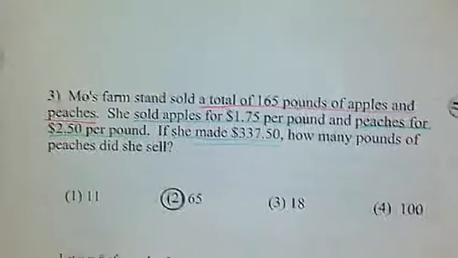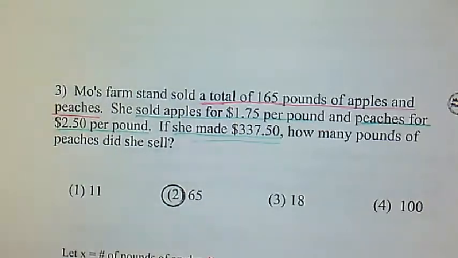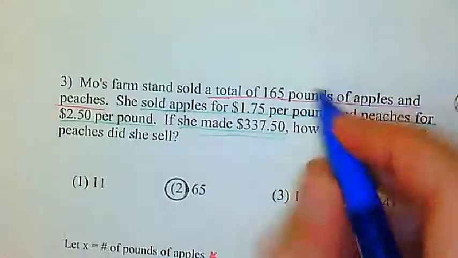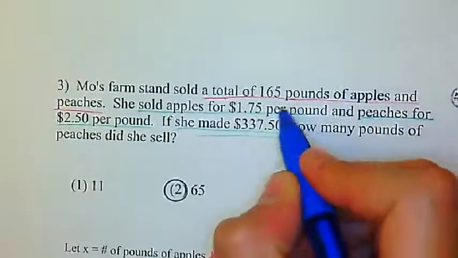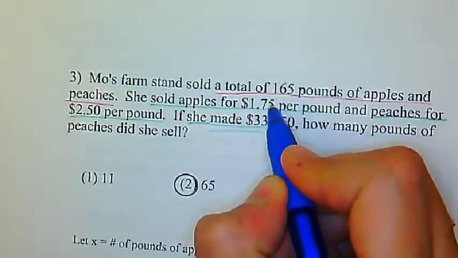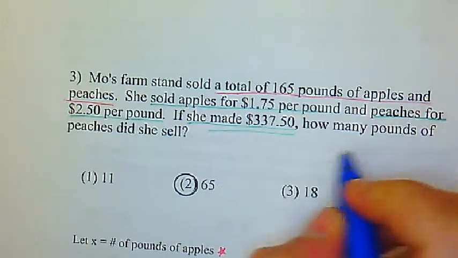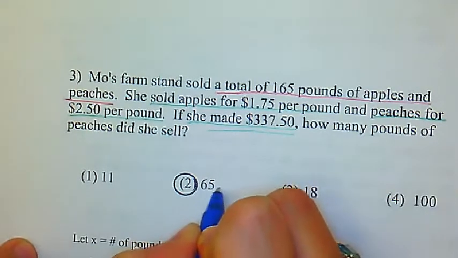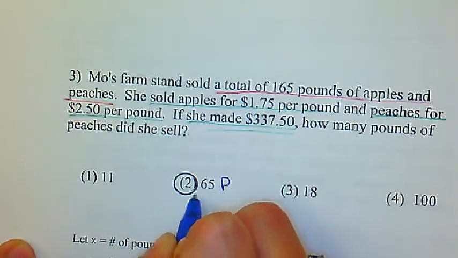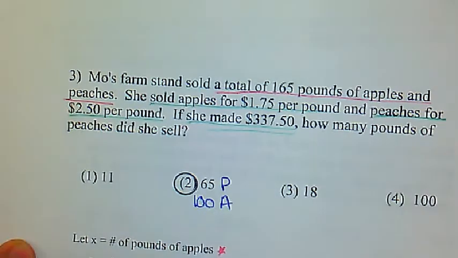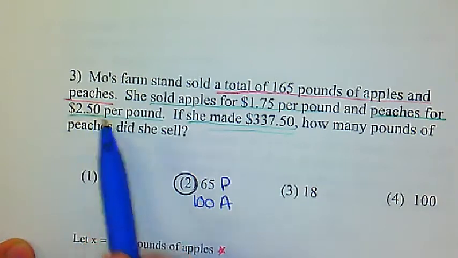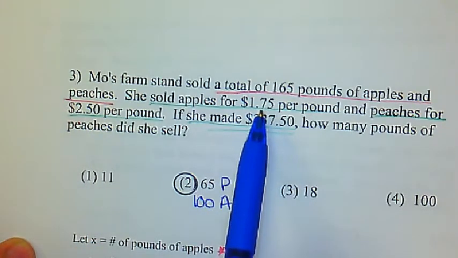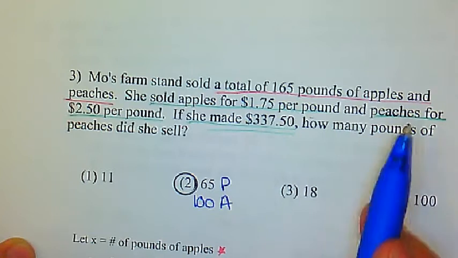The other thing you could do is, this is a multiple choice question, right? So if we have 165 pounds of apples and peaches, we want to know the peaches. If there's 65 peaches, that means that this is 100 apples. So what we could do is do 65 times the $2.50, and then the 100 times the $1.75, and add those and see what we get.